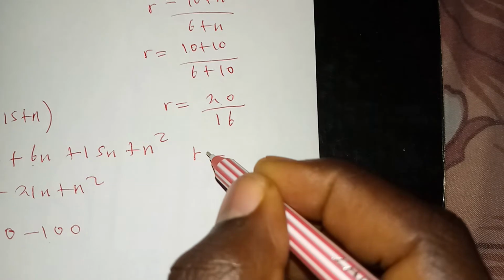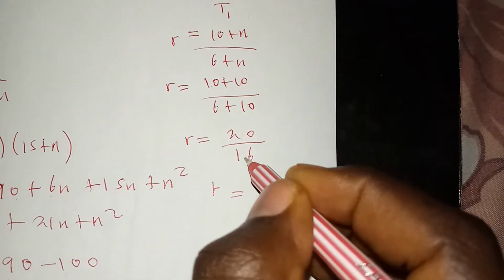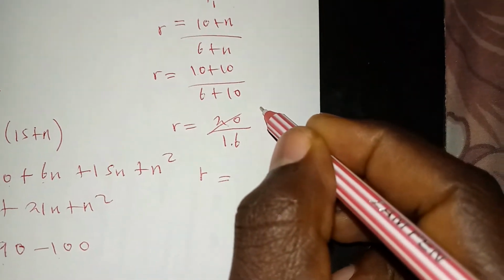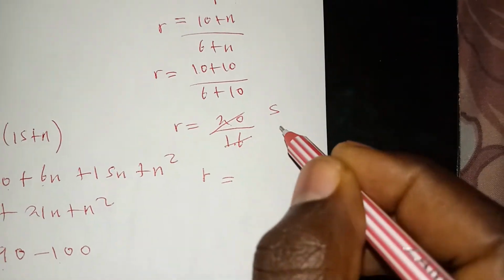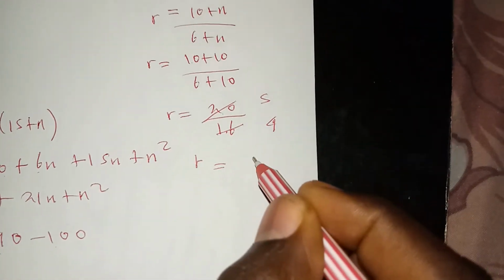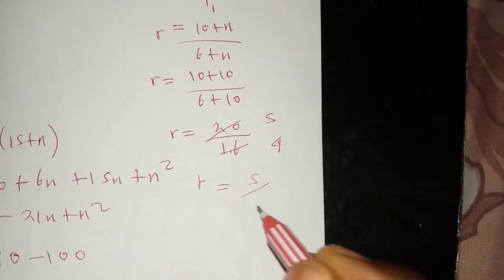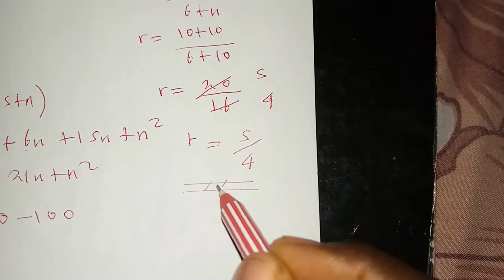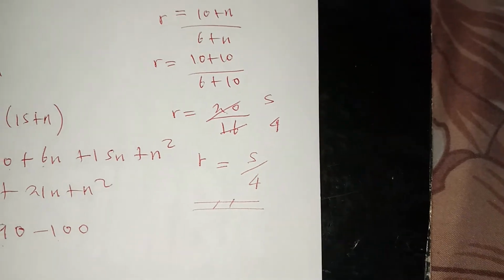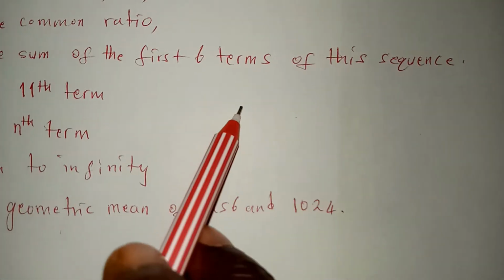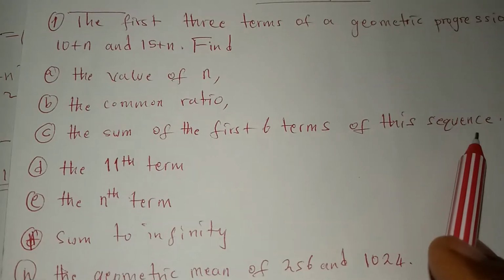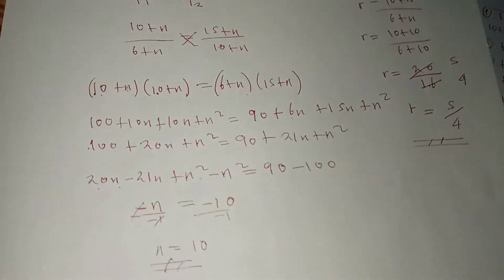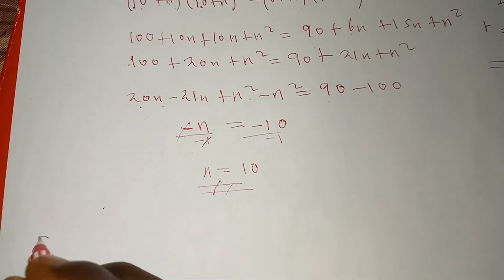There, just leave the common ratio in a fraction. You say the number that can go into 16 and 20, it is just 4 there. So 4 to give us 5, then 4 there to give us 4. So the common ratio we have is 5 over 4. And the next question is the sum of the first 6 terms. Sum of the first 6 terms of this sequence. Okay, remember the formula that we use for the sum of terms. Here is the solution for question C.